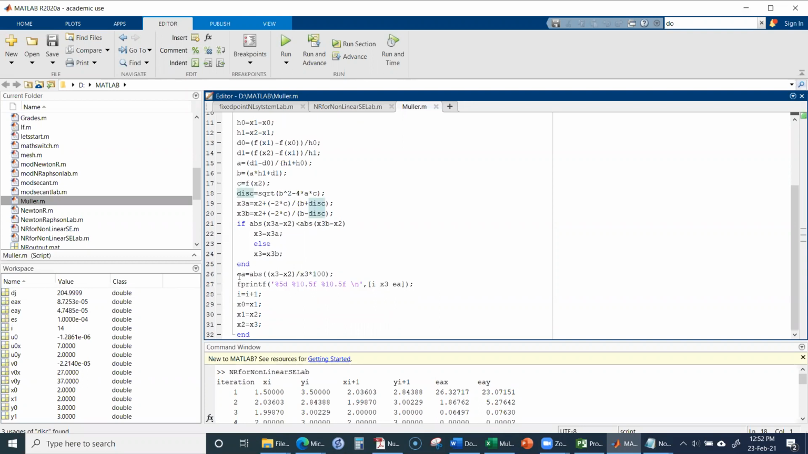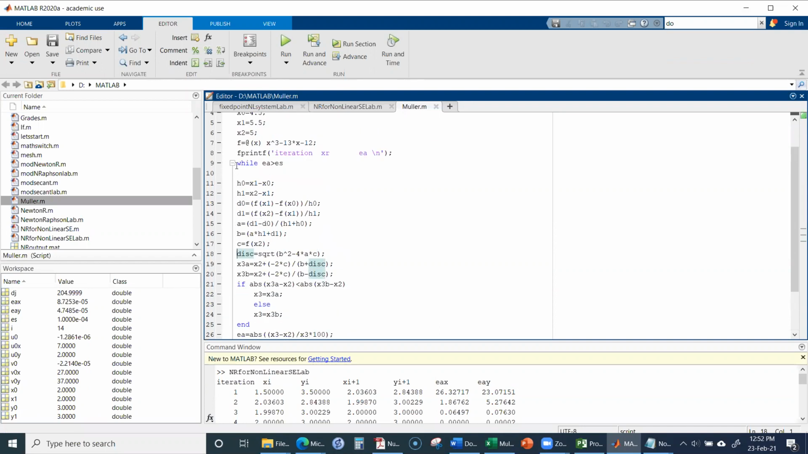After that, you will calculate the absolute relative error, which compares x3 and x2. Then I will print the result. After printing, we will update the values of i, x0, x1, and x2. These values are updated sequentially. Whichever value was x1 previously will now be the value of x0, and whichever value x2 was previously will now be the value of x1. The loop will continue until EA is less than ES.